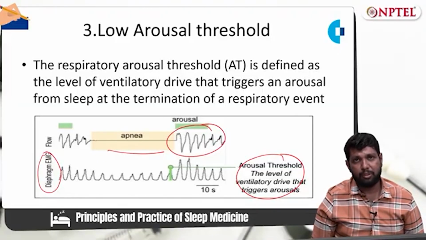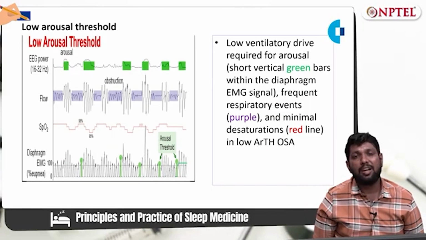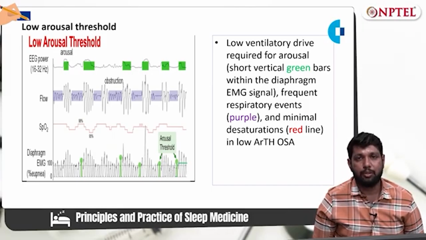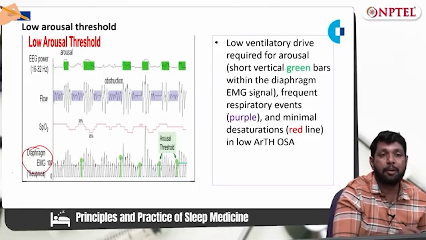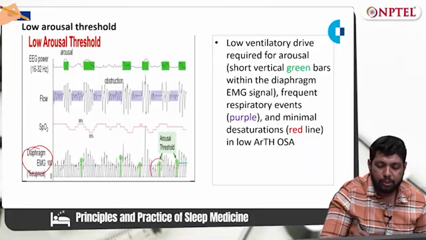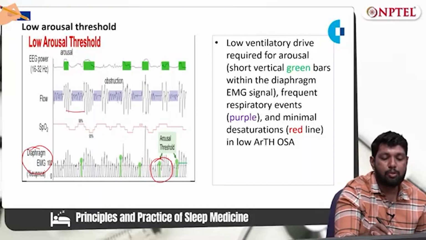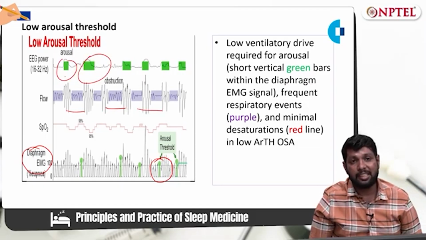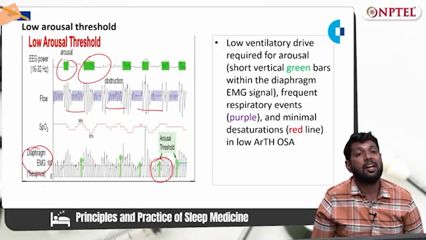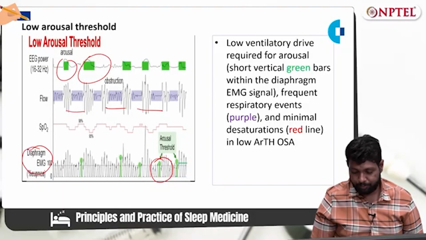So we have two thresholds, that is, low arousal threshold and high arousal threshold. What happens in low arousal threshold? It is measured by diaphragm EMG. When the threshold is very low, the patient has frequent episodes of obstruction and frequent arousal. So this patient has sleep fragmentation and frequent obstructive sleep apnea, that is, the patient will snore multiple times.